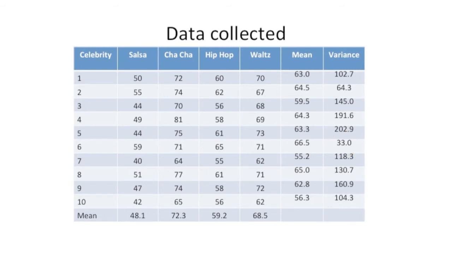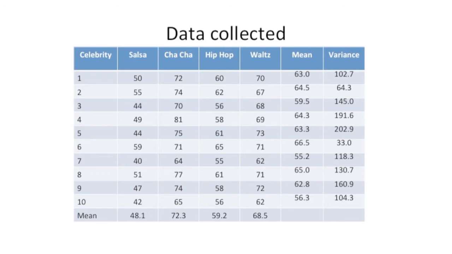Their scores from the judges also, because they've got a small variance, seem to be quite consistent. So it looks like the type of dance did not really affect their overall score for each dance. Their scores varied from 59 to 71. So the type of dance did not have too much of an effect.